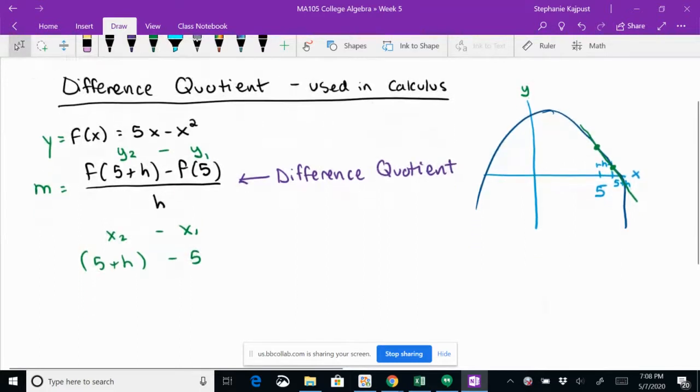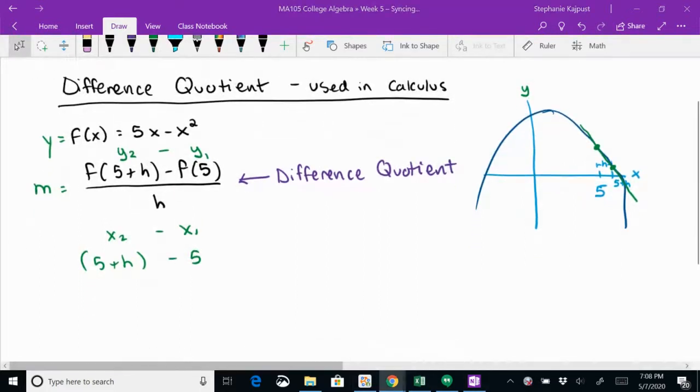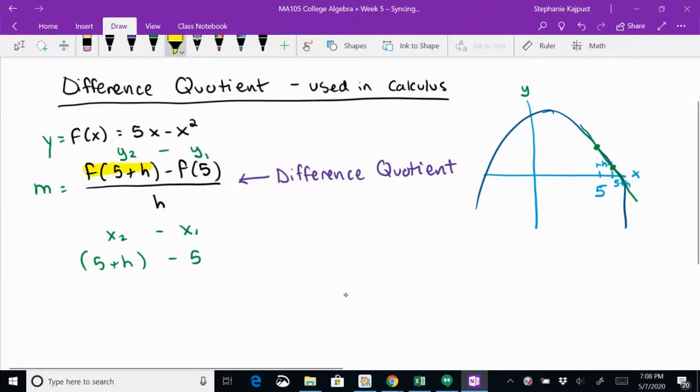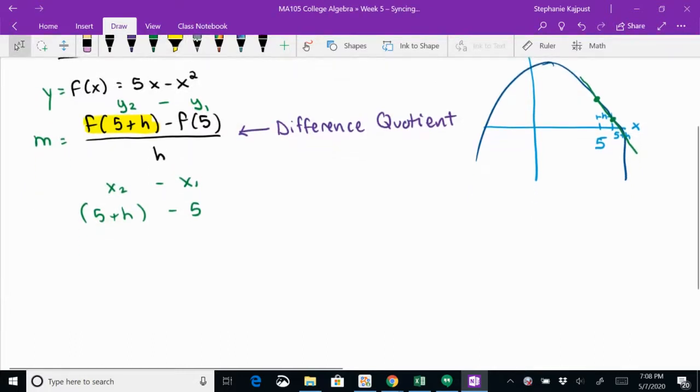So now that I've explained what the difference quotient is, we want to actually calculate it. So what I recommend doing with these function values is I would work them out separately. And so I like to color code. So let's say we first want to find f of 5 plus h. So I'm going to do that in yellow. So I'll just do that over here.